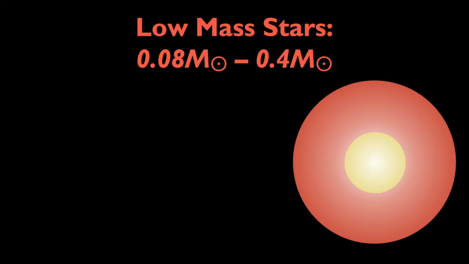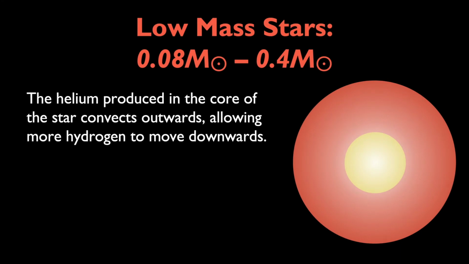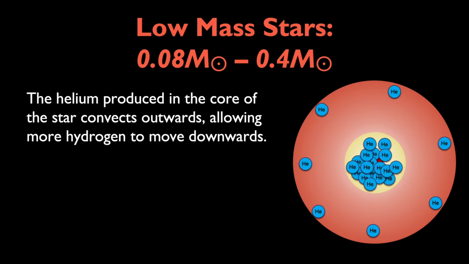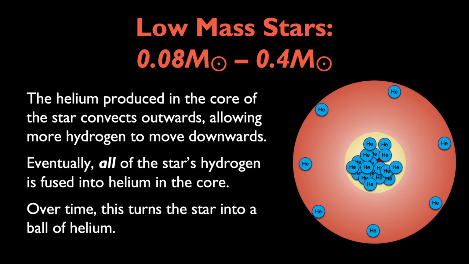Even the lowest mass stars that are considered main sequence stars are fusing hydrogen into helium in their cores. The helium produced in the core convects outwards in these low-mass stars, allowing for more of the hydrogen in the star to fall inwards towards the core, where it too can fuse into helium. Eventually, all of the hydrogen in the star is fused into helium, which over time turns the star into a ball of helium as it runs out of hydrogen to fuse.